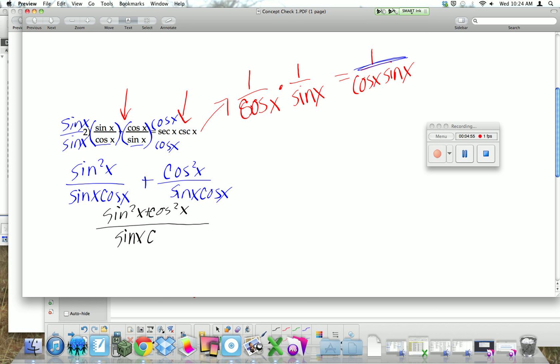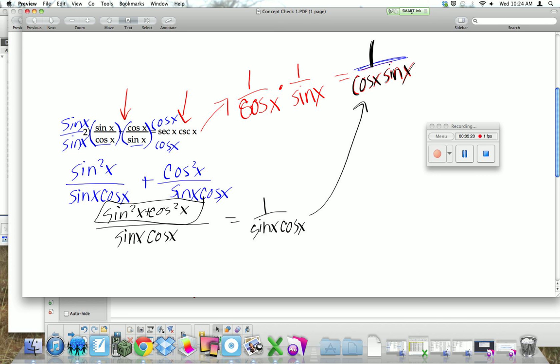And remember my goal. I'm looking at my goal and I see I'm really close because I have cosine sine on bottom just like I want. But I want 1 on top. Look at what we have. Pythagorean identity. 1 over sine cosine, which is the same as 1 over cosine sine. Multiplicative property. You can multiply in any order. It's commutative. So they're equivalent. And we're done. So that's your identities for questions 1 and 2 on your concept check number 1.